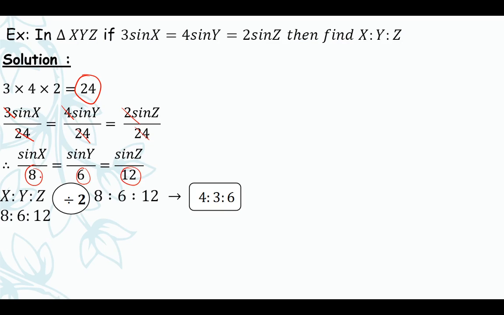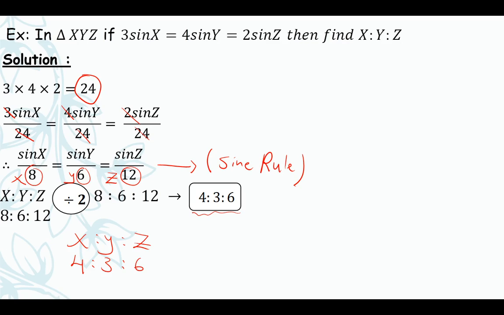Then sine X over 8 equals sine Y over 6 equals sine Z over 12, and this is the form of the sine rule. Then x to y to z, the small letters being the side lengths, equals 8 to 6 to 12. I'll divide by 2 to get the ratio in the simplest form. Then the simplest form equals 4 to 3 to 6. Then x to y to z equals 4 to 3 to 6.